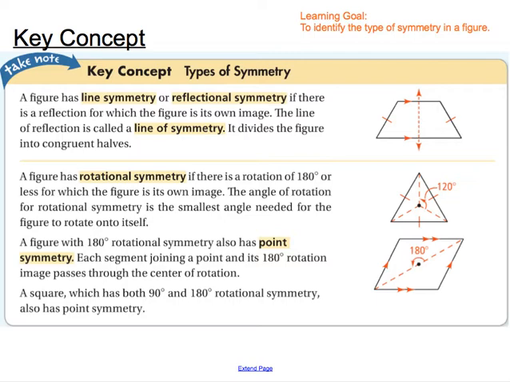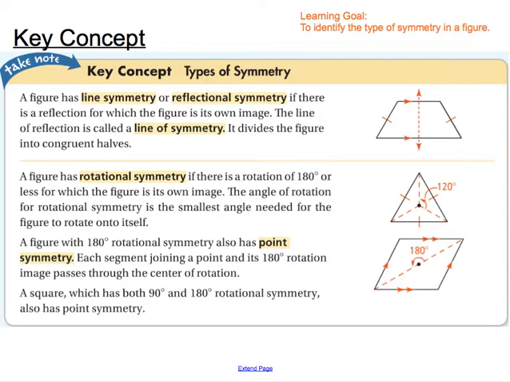We say that a figure has line symmetry, most frequently referred to as reflectional symmetry, if there is a line of reflection for which the figure is its own image. The line of reflection is called a line of symmetry, and it divides the figure into two congruent halves. So we can see that with this isosceles trapezoid, if we were to fold the figure right on this dotted line, this half of the figure would line up exactly over this half of the figure. So that's reflectional symmetry.